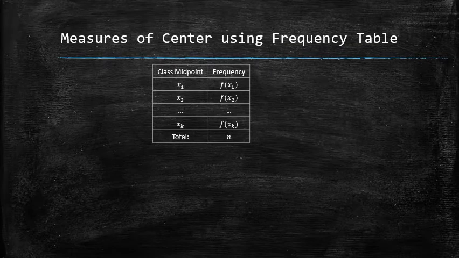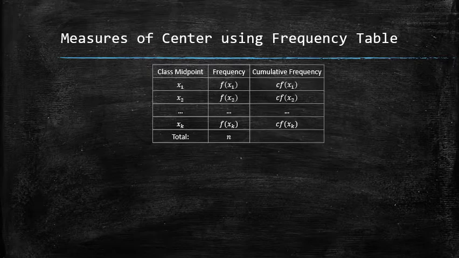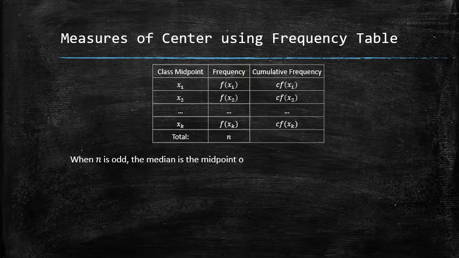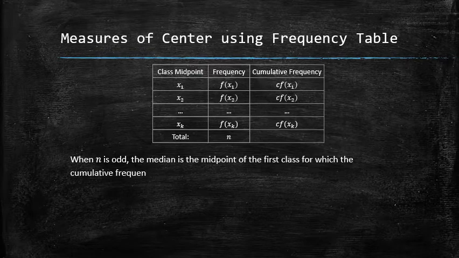The least trivial measure of center to find from the frequency table is the median. To find the median, we are going to use the cumulative frequencies and the following process that depends on whether the number of observations is odd or even. When n is odd, the median is the midpoint of the first class for which the cumulative frequency exceeds n-1 divided by 2.